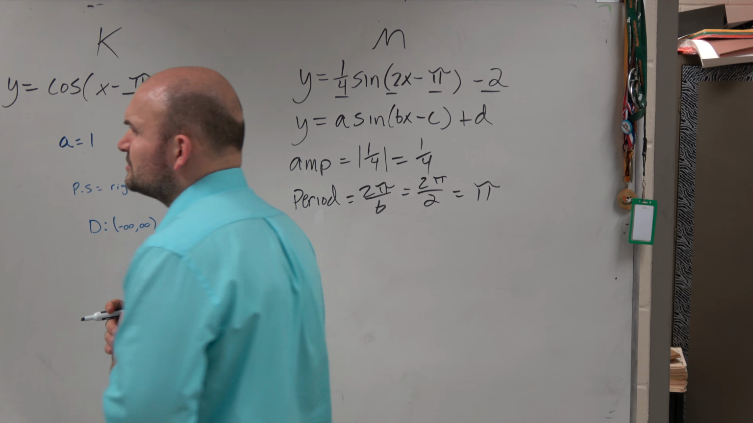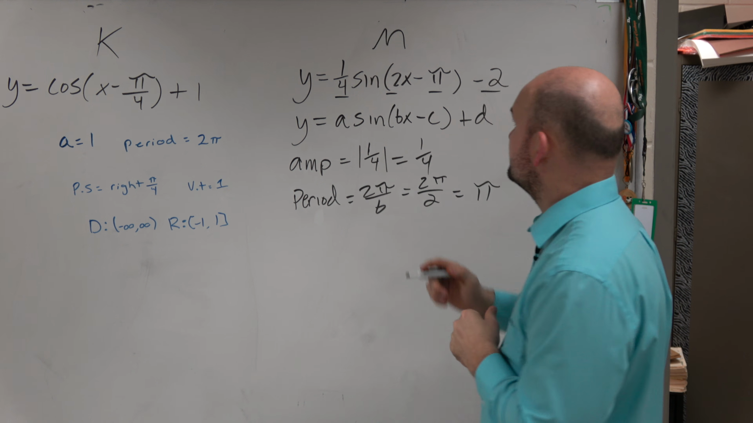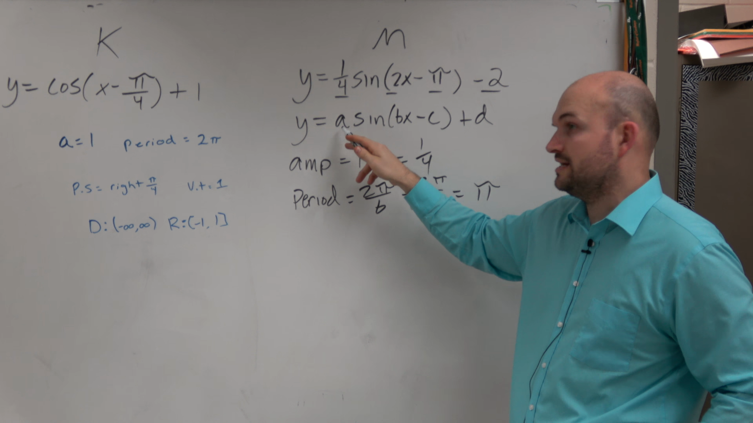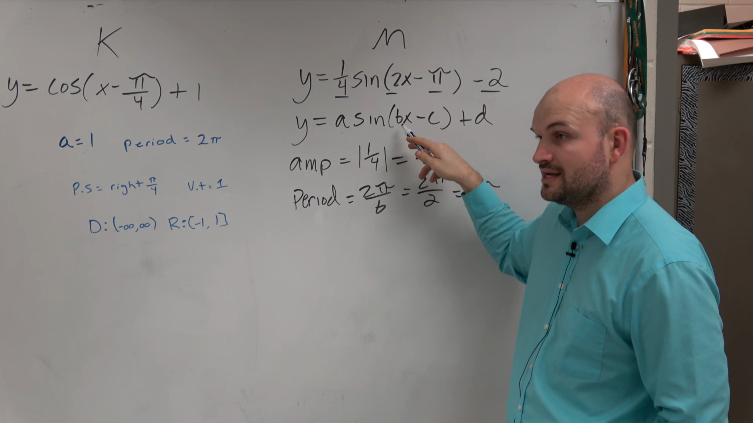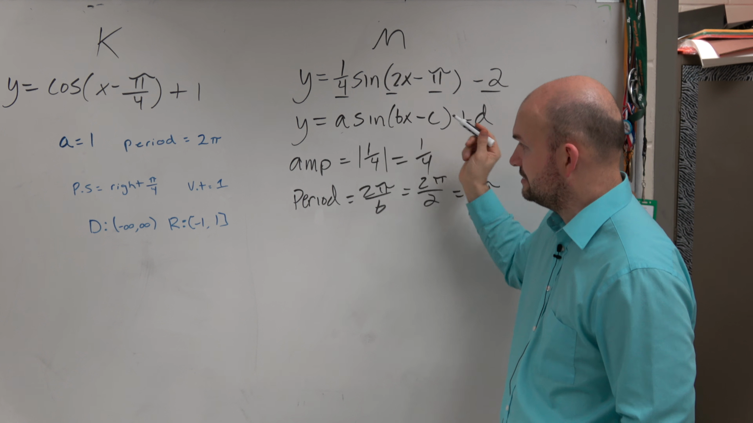The next thing we want to look for is any reflections. And remember, reflections come when A is negative, which A is not, so there's no reflection about the x-axis. And when B is negative would be a reflection about the y-axis, which is not the case here at all.